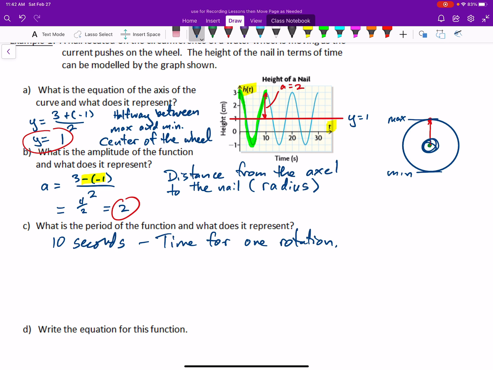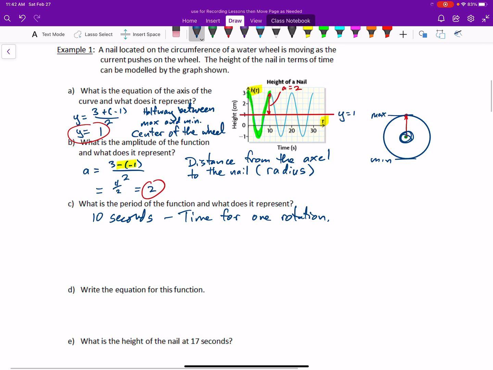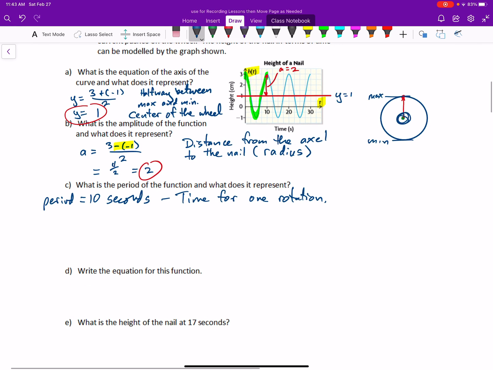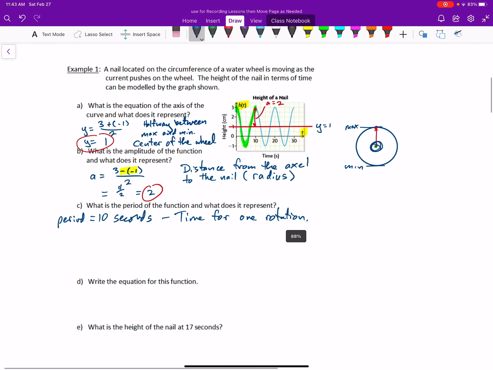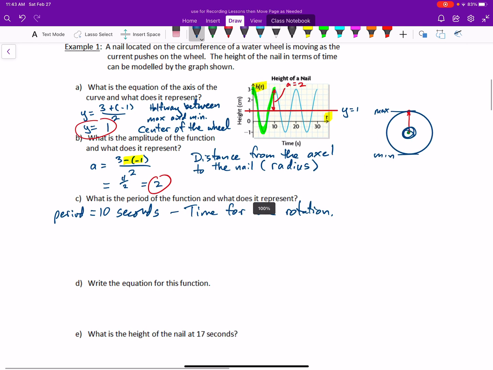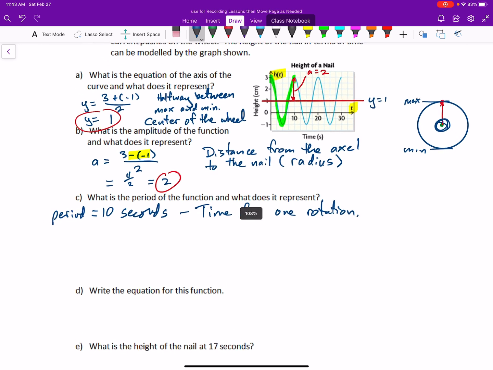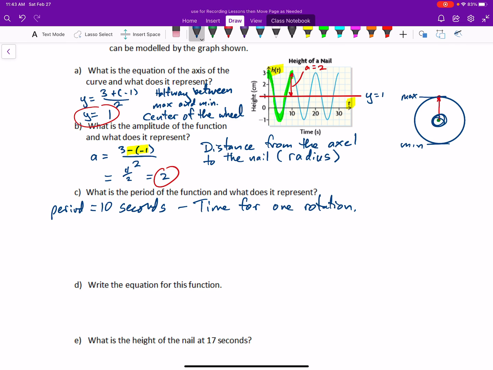Write the equation for this function. Well, believe it or not, we have all the things we need now, or at least we can find anything that's missing. If we remember various things, first of all, are transformations. We can always use transformations to write a function out. Let me remind you of what a transformation looks like.